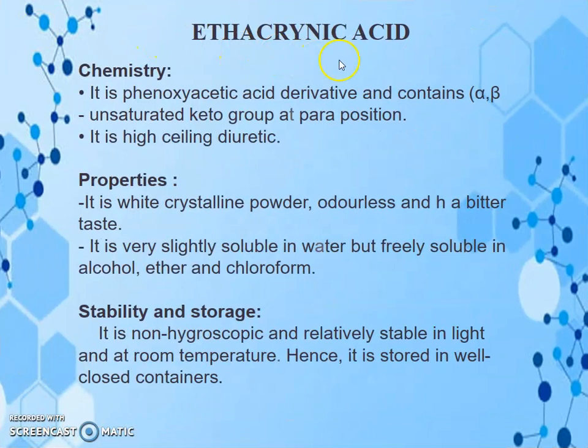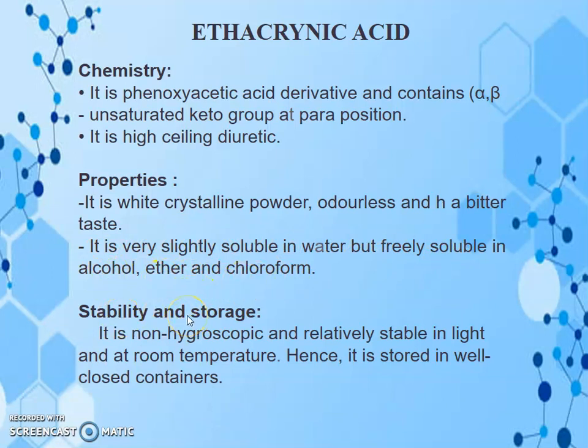Next drug is ethacrynic acid. Chemistry: it is a phenoxyacetic acid derivative and contains an alpha-beta unsaturated keto group at the para position, and it is one of the examples of a high-selling diuretic. Properties: it is a white crystalline powder, odorless and has a bitter taste. It is very slightly soluble in water but freely soluble in alcohol, ether and chloroform.